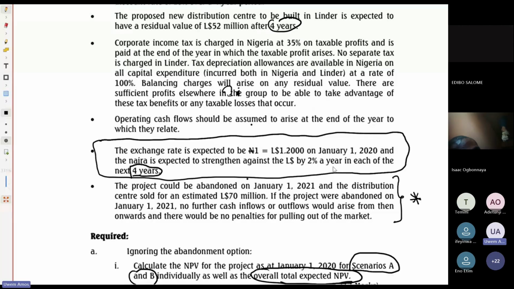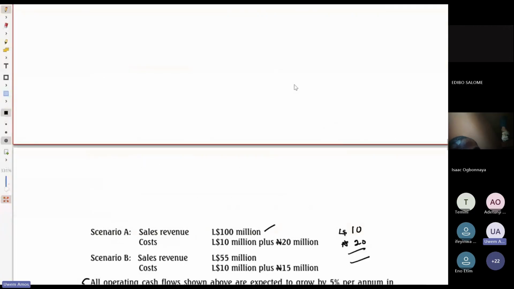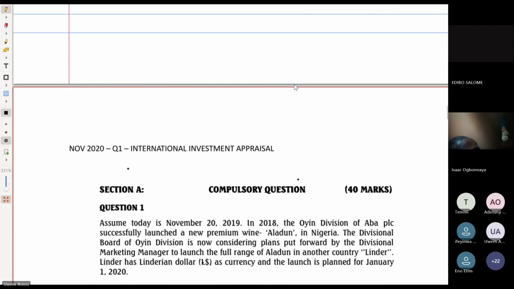So if for each of those next 4 years, the naira is expected to strengthen against the Lindarian dollar by 2%. So when we say naira is strengthening against the Lindarian dollar, what do we mean? We'll explain the concept. I need to get some feedback so I know you understand what I'm saying, because we're not going to come back here again. So when I say naira is strengthening against the Lindarian, one currency is strengthening against another currency, what do we mean? I can go back to the slide if you want to read it out to me, but I need someone to confirm that you understand the principles I taught.